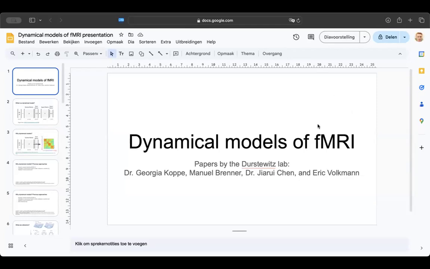Also, Amrit, I am not including your work, but maybe in the future when it's published, we can include that in a future talk about dynamical models of fMRI. Oh, he's on. Yeah, he's on.